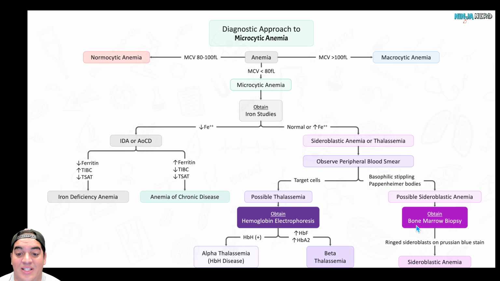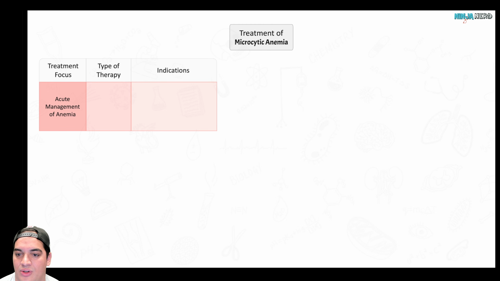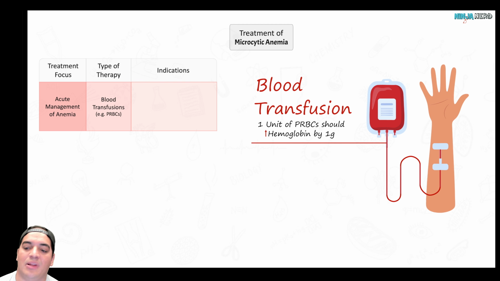So we have diagnosed the type of microcytic anemia. How do we then say, okay, I've diagnosed it, how do I treat it? Well, with most anemias, it's really important to know when you should transfuse a patient with red blood cells to get their hemoglobin back up. And with those blood transfusions, it's really important to know this little nugget here.